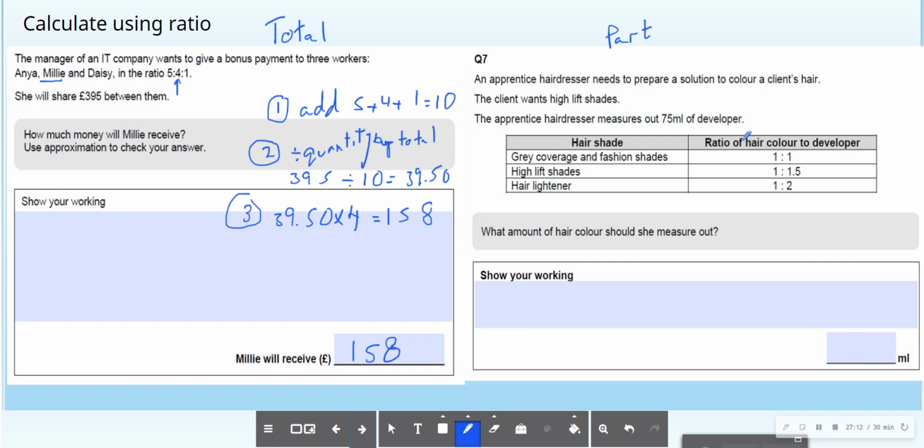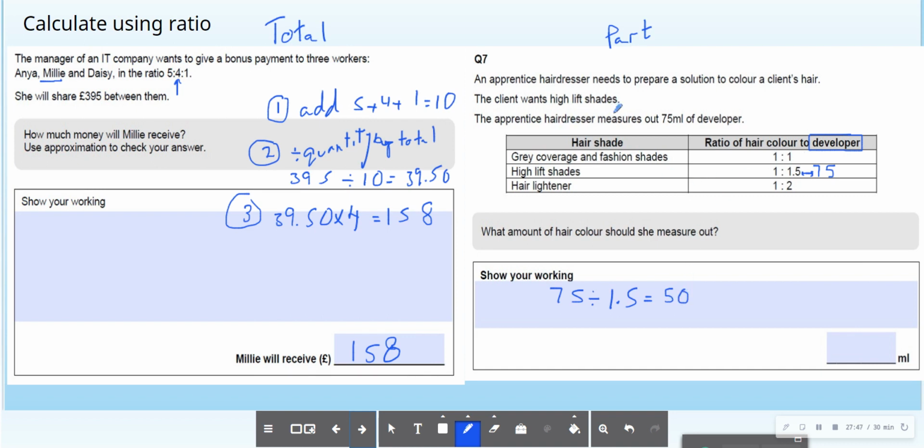If we look at our ratios, it's saying the ratio of hair colour to developer. So it's telling us the developer part for this high lift shades. The developer is 75 millilitres. And we need to work out how much hair colour she needs. So we've got one part of the ratio and we need to find the other. To do this, we divide the quantity that we've got by the ratio that corresponds to. So the developer corresponds to 1.5. So do 75 divided by 1.5, which is 50.